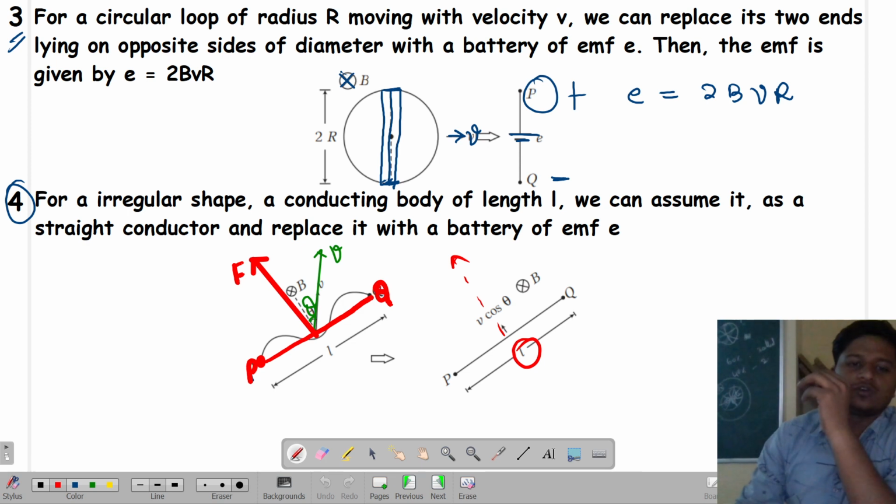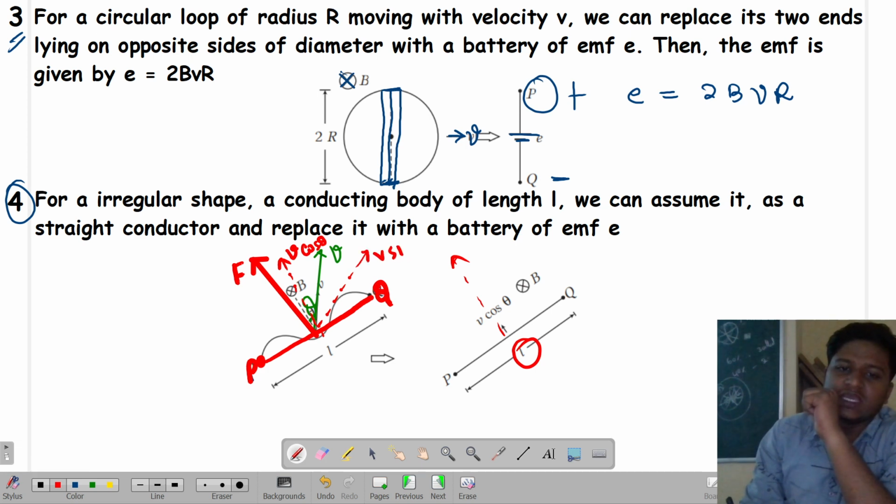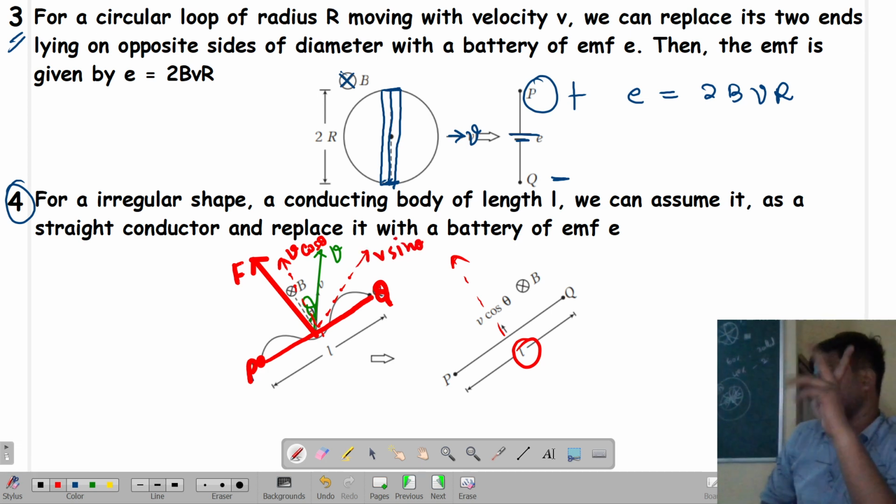So look over here. There will be two components. One perpendicular to this, which will be equal to V cos theta. One parallel to it, and that will be what? V sin theta. I'm trying to draw in 3D. Got it or not? One V cos theta, one V sin theta.